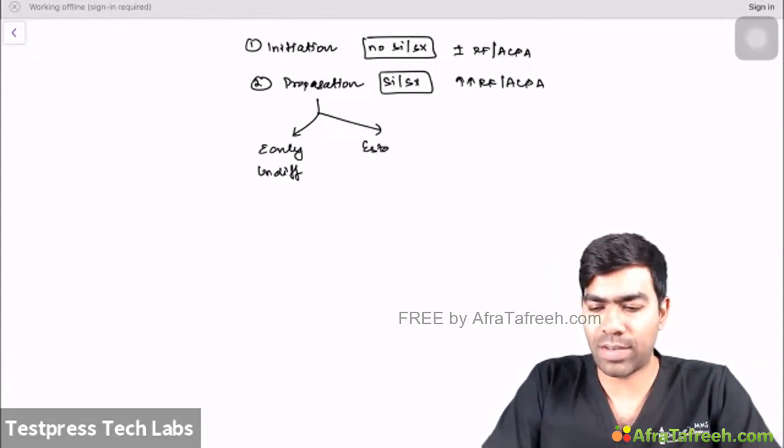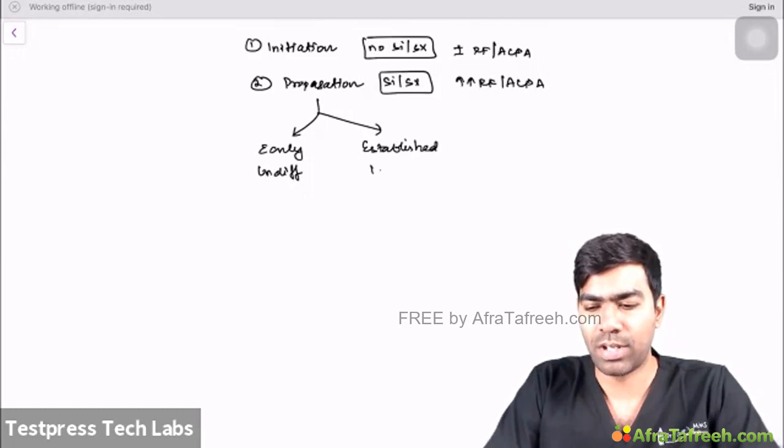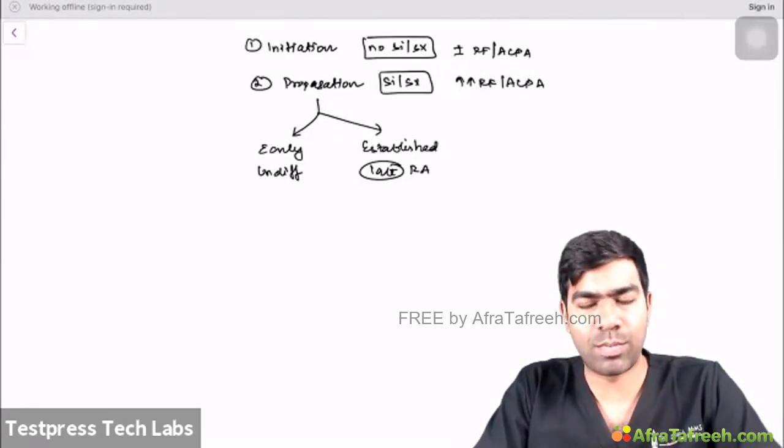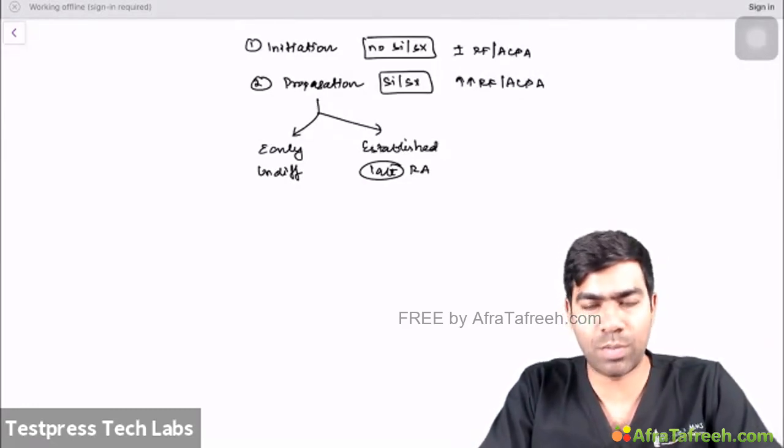And next, you will have typical erosions, osteopenia, everything will start, and that's called established late rheumatoid arthritis. Established and late stage of rheumatoid arthritis. So this is the provocation phase. This is how the autoimmunity progresses.